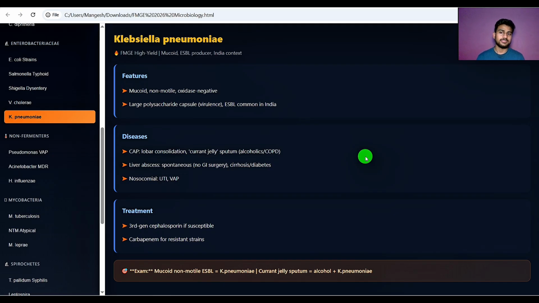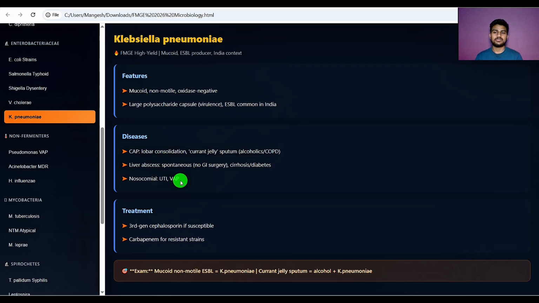The disease, there is also community acquired pneumonia. We already discussed community acquired pneumonia, but we didn't discuss Klebsiella. So it is a lobar consolidation. There is currant jelly sputum, and it is more common in alcoholics or COPD patients. Then there can be a liver abscess. It is a spontaneous disorder. There is no history of GI surgery, and there can be a history of cirrhosis or diabetes in such patients.